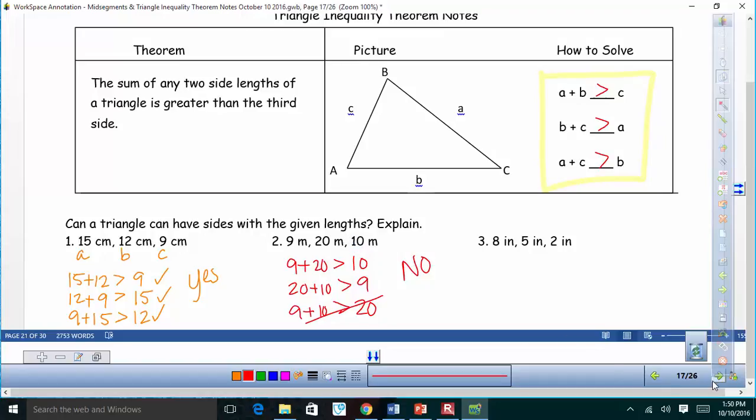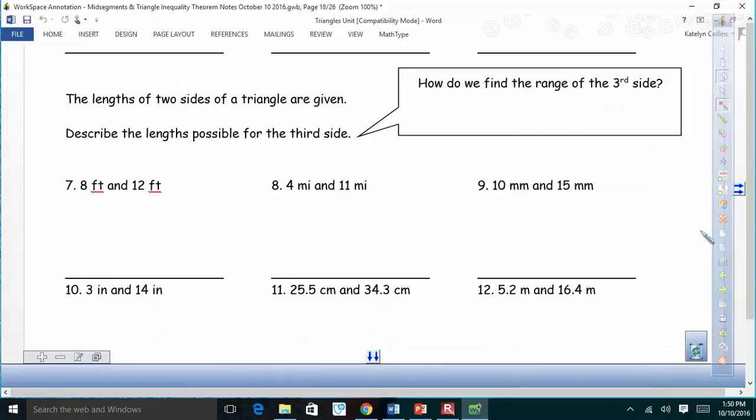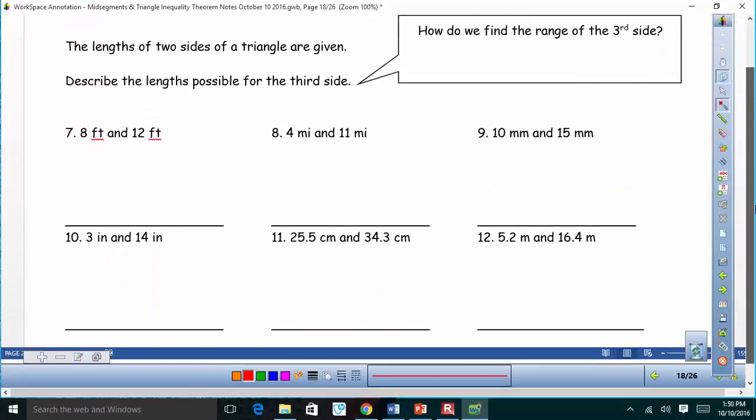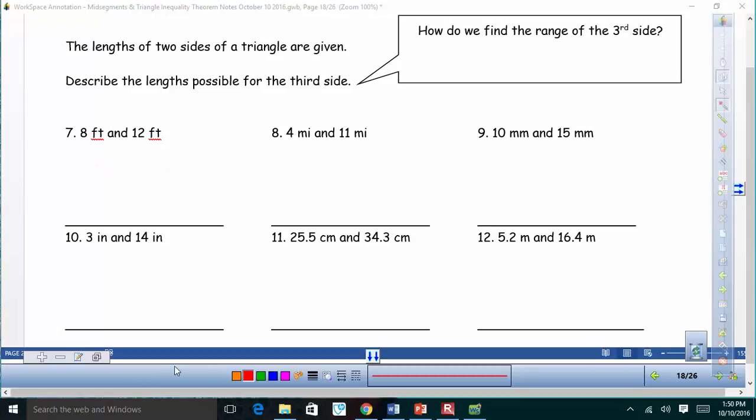Okay, now on 13 through 18 on your sheet, they're going to be similar to these problems right here. And it says, describe the length possible for the third side. The way that you would find the length of the third side, our two sides added together always have to be bigger than the third side, right? So the way you would find it is you do 8 plus 12, that's 20. So our third side has to be smaller than 20.